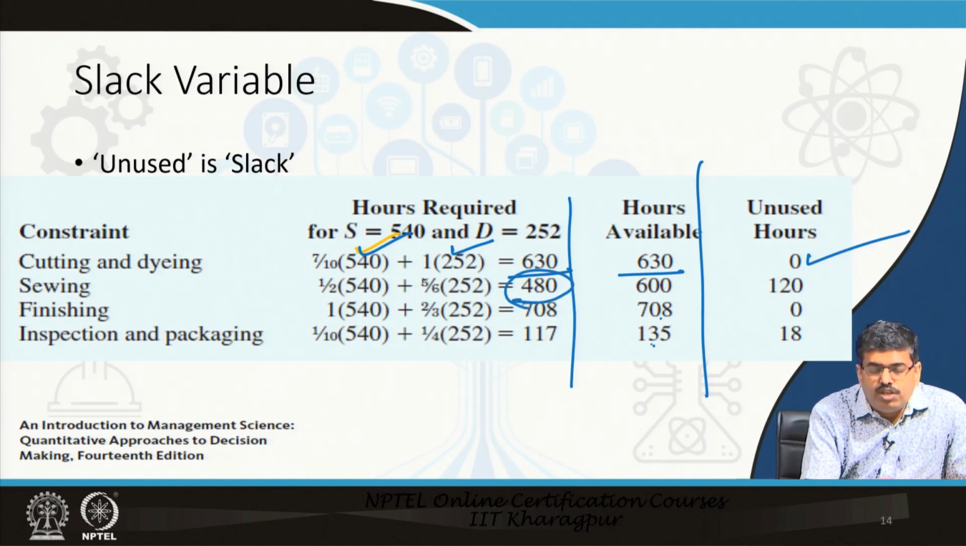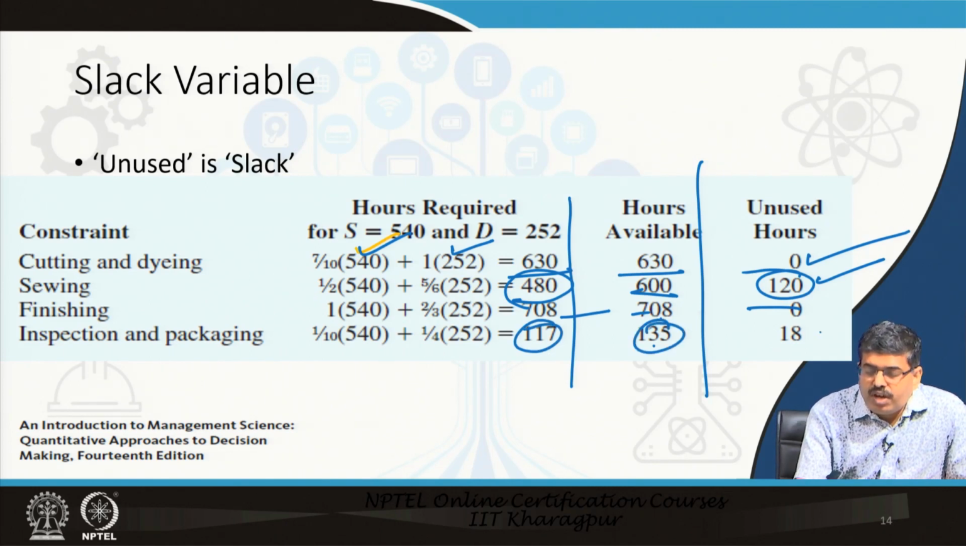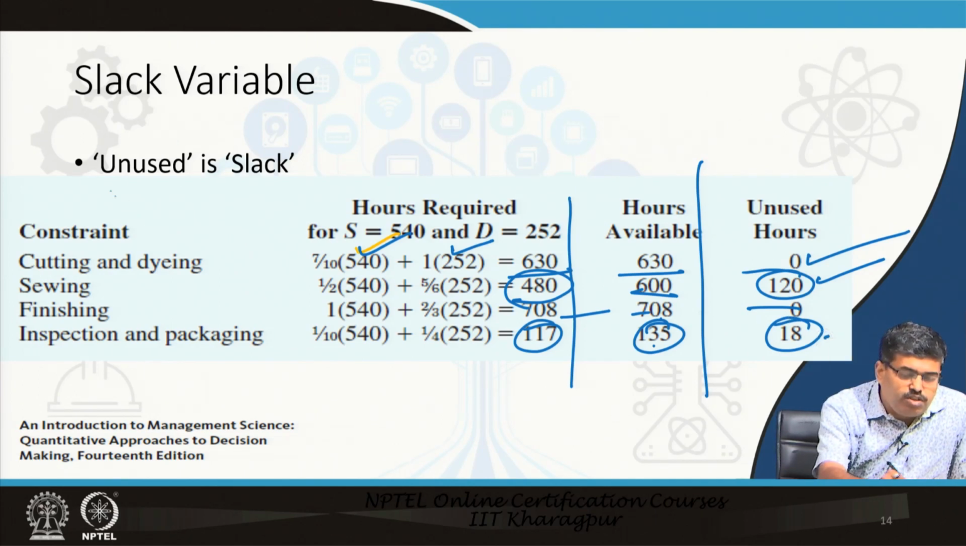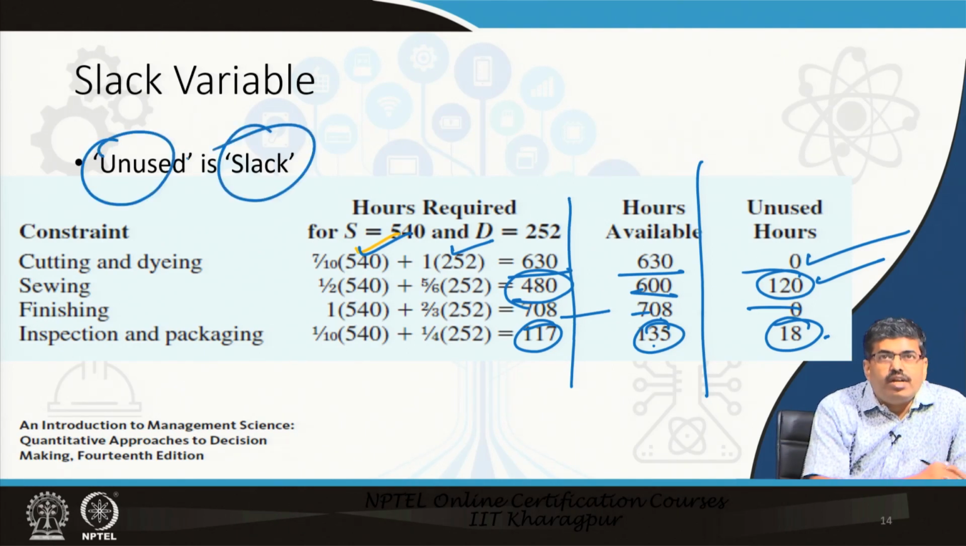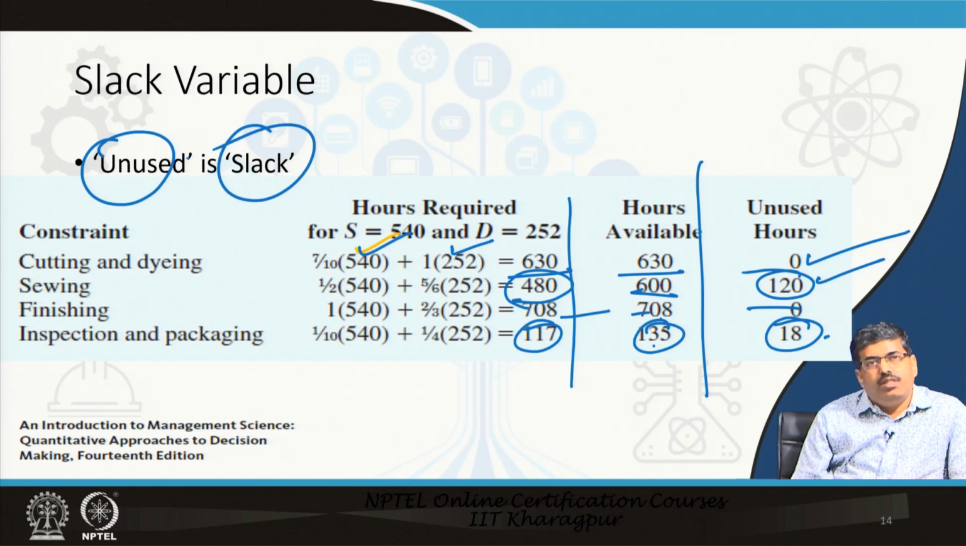480 hours were used, we had 600 hours. So, 120 is unused. 708, 708, 0. 117 hours were used, we had 135 hours. So, 18 hours were unused. These unused hours are called slack variables. Okay. Just this, nothing else.